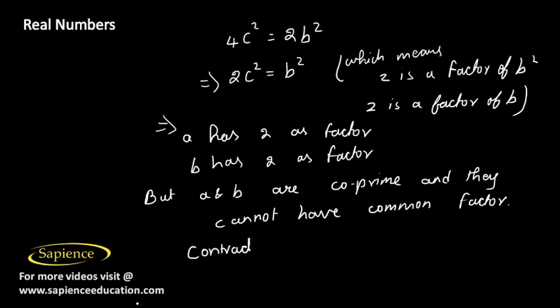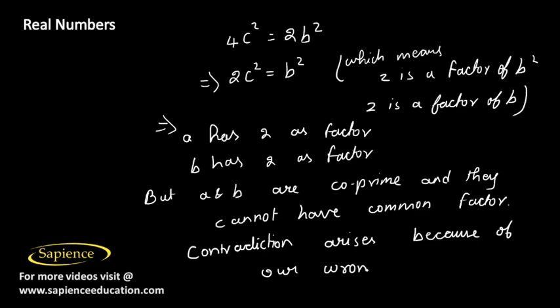Contradiction. So the contradiction arises because of a wrong assumption. Hence, root 2 is an irrational number.